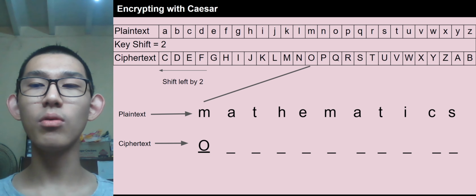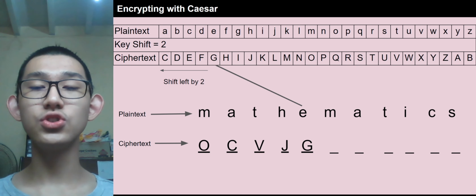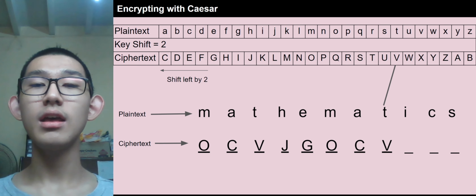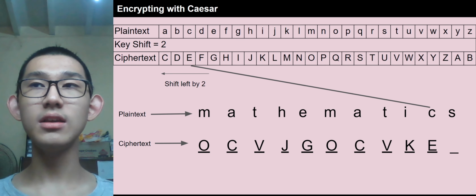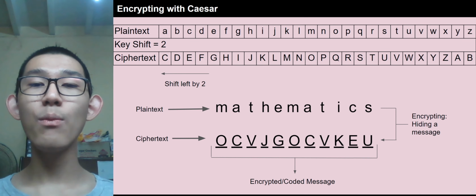Referring to the cipher table, we can see that the plain text of M equals O. Plain text of A equals C, and I do wish to mention at this point of time that if you wish to figure out the next ciphertext before I do, please feel free to pause the video whenever you want to. Then T equals V, H equals J, E equals G, M equals O, A equals C, T equals V, I equals K, C equals E, S equals U, and mathematics is our plain text, and we have encrypted it.